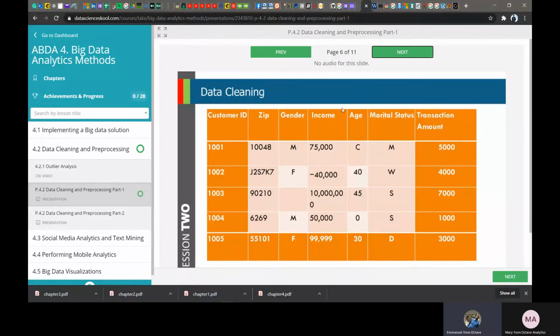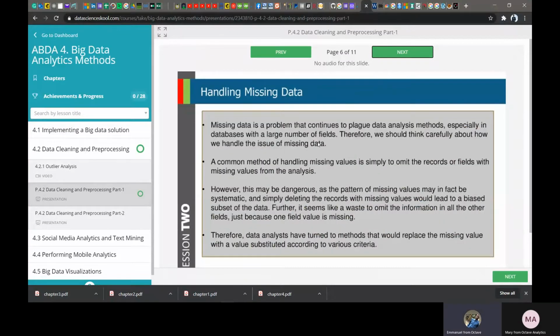Now moving forward, talking about handling missing data. Missing data is a problem that continues to plague data analysis methods, especially in databases with a large number of fields. Therefore, we should think carefully about how we handle the issue of missing data. A common method of handling missing data is simply to omit the records or fields with missing values from the analysis. I just decided to do it, to omit the records entirely. Now, that can be so wrong. I'll come back to that.